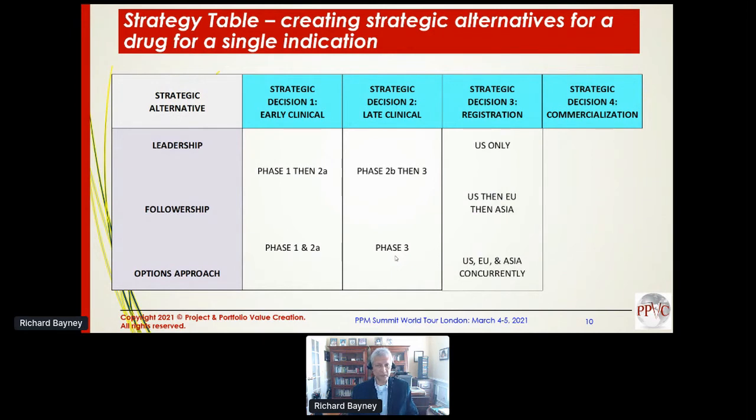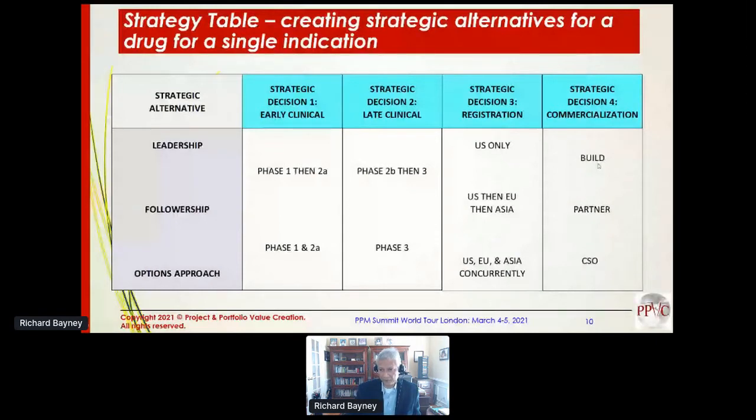3 options now regarding registration, not 2 as before. Register in the US only, register sequentially in the US, then Europe, then Asia, or go the whole hog and register, in fact, in all 3 regions concurrently. And lastly, there are 3 commercialization options.